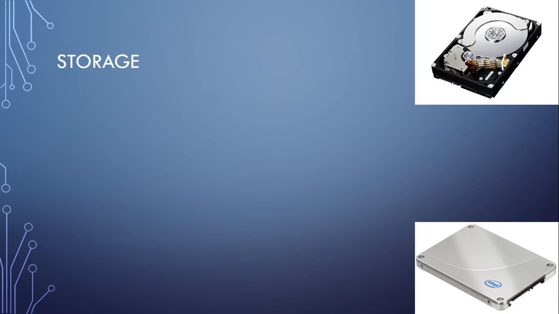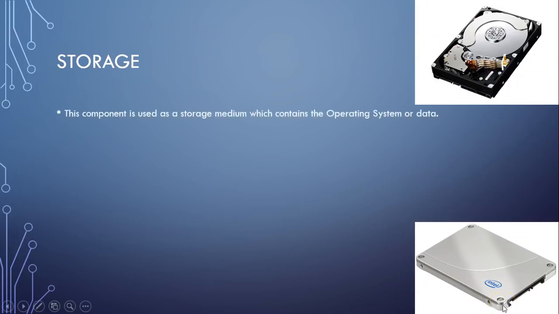Next, let's talk about storage. And there's actually two different types of primary storage that we're going to talk about here. All right. This is the component that's used as a storage medium, which typically will contain things such as your operating system or any kind of data, such as pictures, music, movies, anything like that, games. Now, as I mentioned, there's two types. You have the hard disk drive, which is this right here, and the solid state drive.